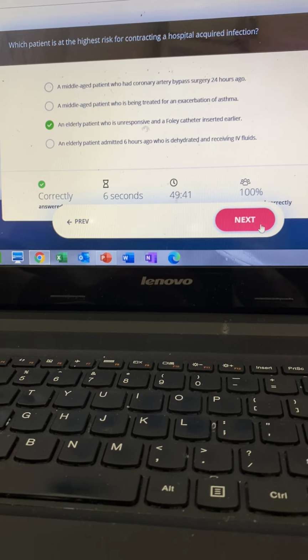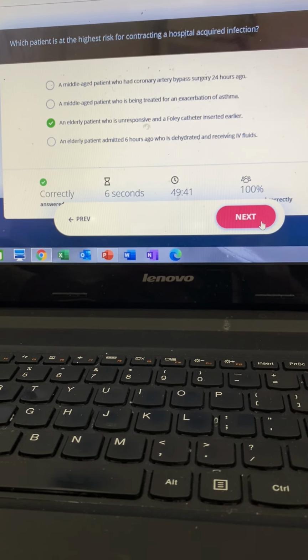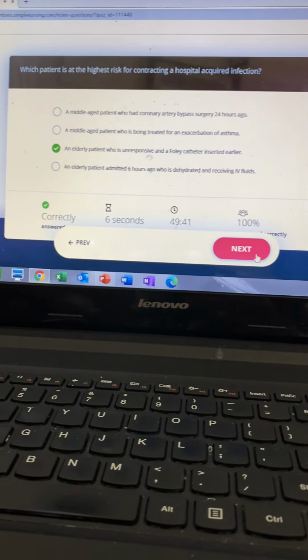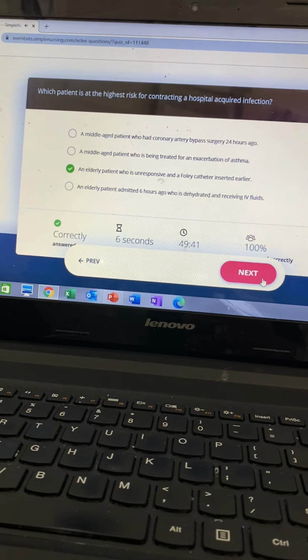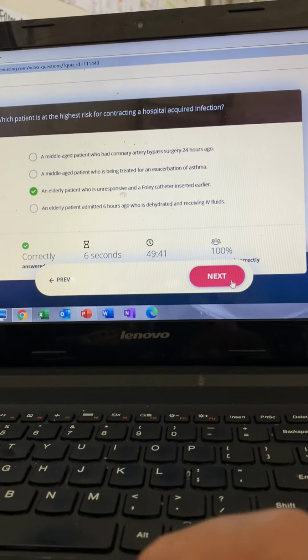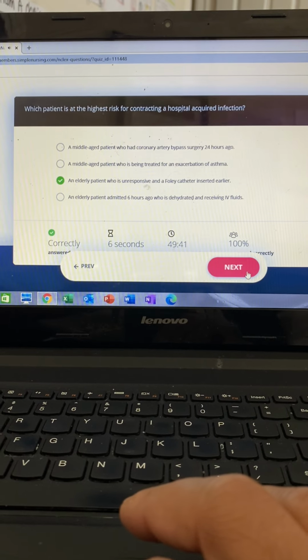Now, option 3, we have our advanced or older age patient who's unresponsive and has a catheter. So guys, the biggest thing I'm thinking about is a UTI with that catheter. So option 3 is correct. Now, option 4 is incorrect. An elderly patient who was admitted 6 hours ago getting fluids. Guys, not a lot of big risk here.